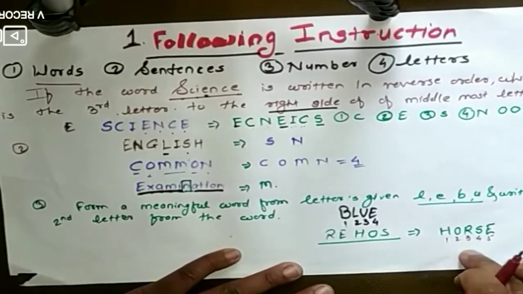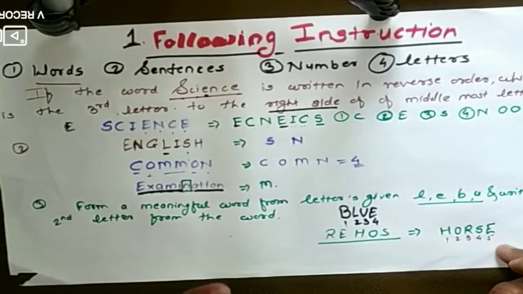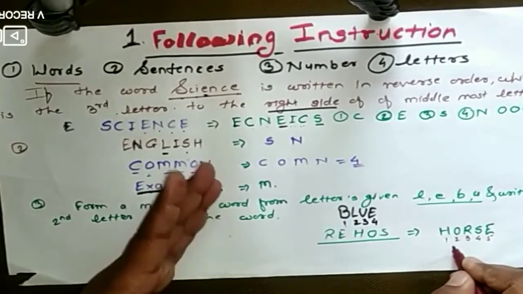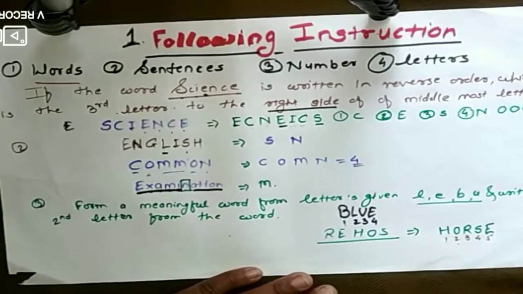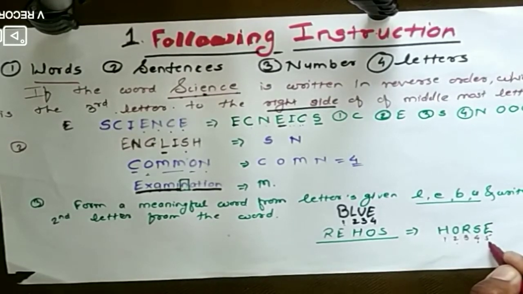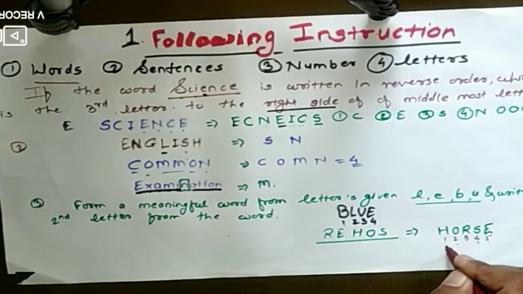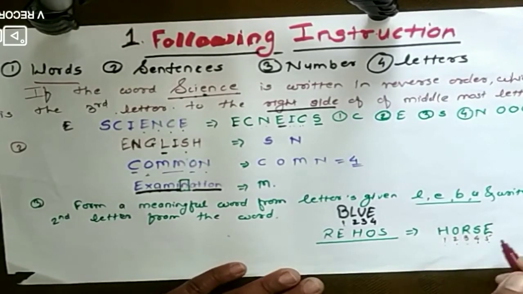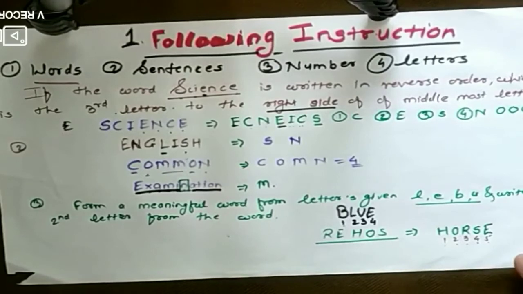Once you get the word, they ask any question. Which is the second letter from the left? It is O. Which is the second letter from the right? It is S. Which is the end letter? That is E. Which is the first letter? H. Which is the middlemost letter? R. So in this way any questions they may ask you.